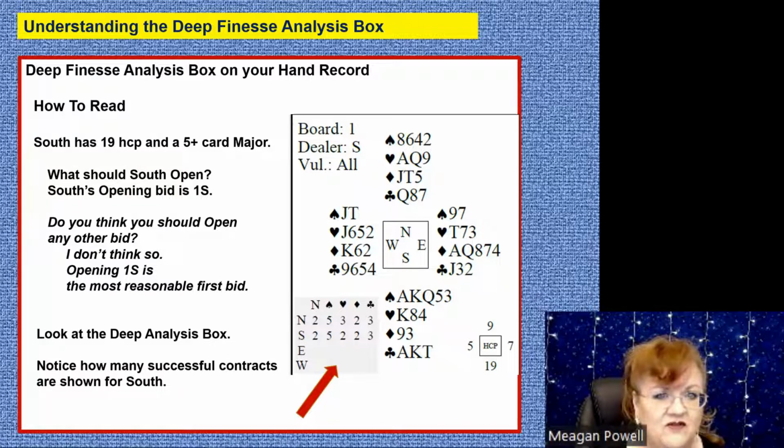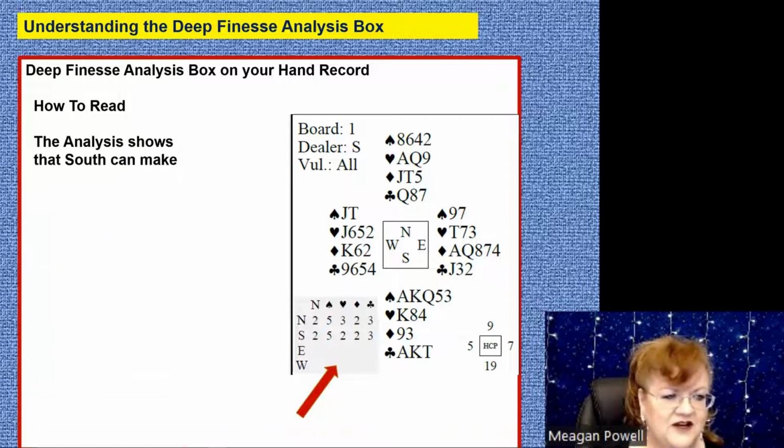We've got a spade fit. Sure, we're going to play in spades. Why would we play in hearts or diamonds or clubs or no trump, right? That's not what the deep finesse analysis box is trying to get you to believe. But it does tell you what you could make.